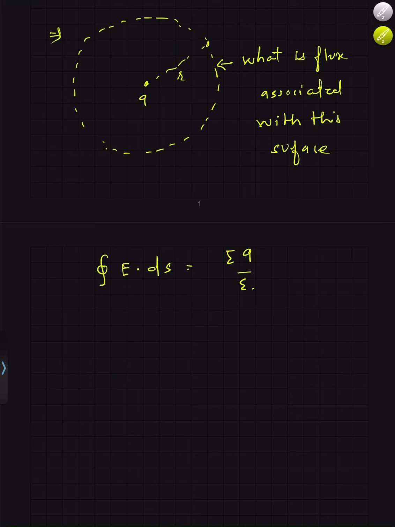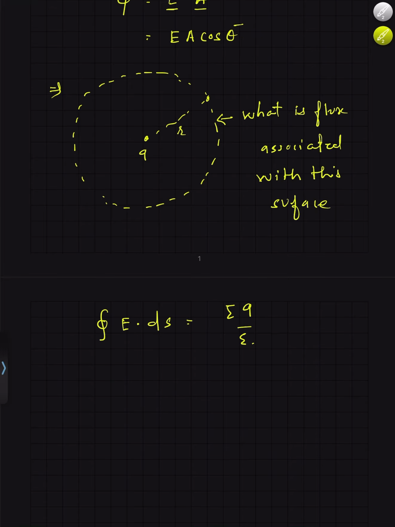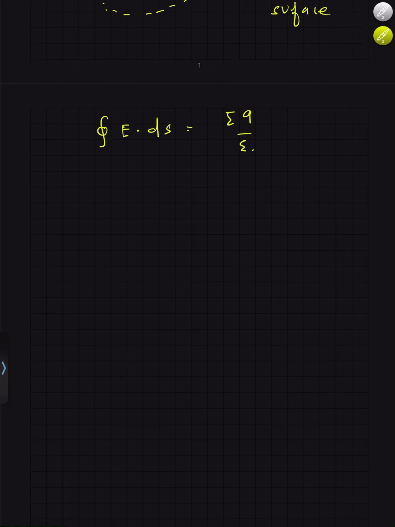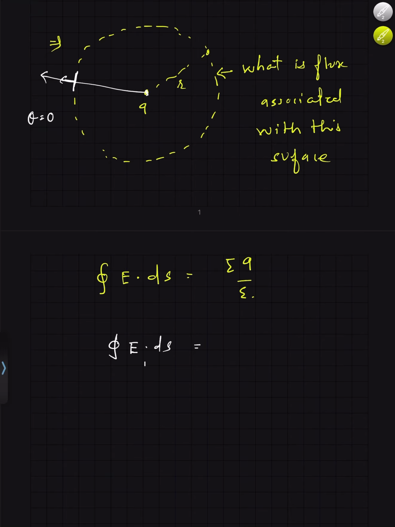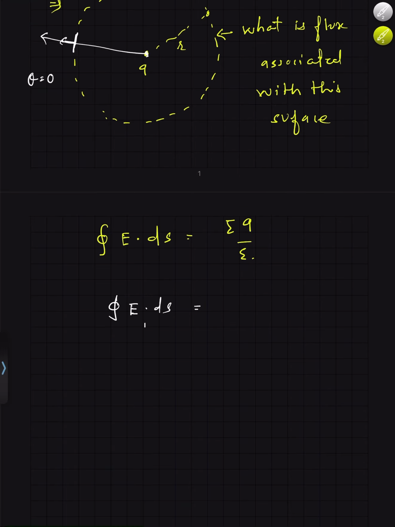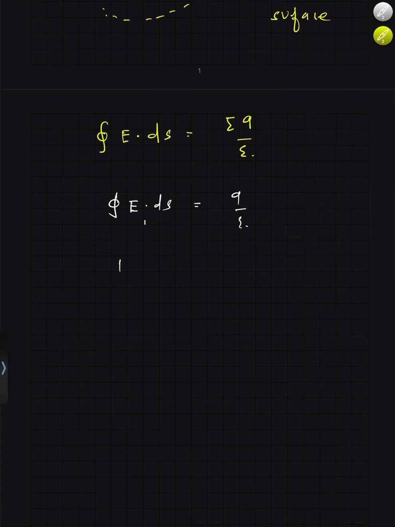Now for E dot ds, as we know, the point charge has the electric field direction radially outward, right? And the surface vector is also radially outward. So theta is equal to 0. This is your flux associated with the closed surface. So what is the charge inside this surface? The total charge inside the surface is q, so the flux is q by epsilon naught. This is your total flux.